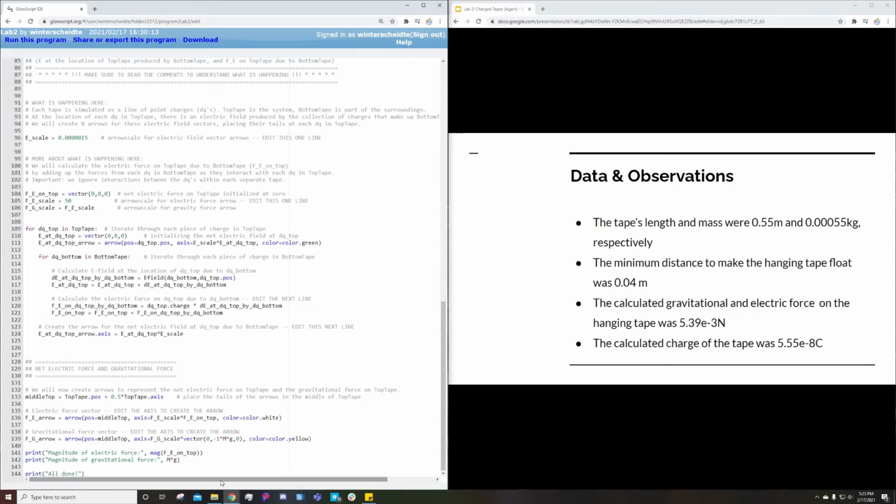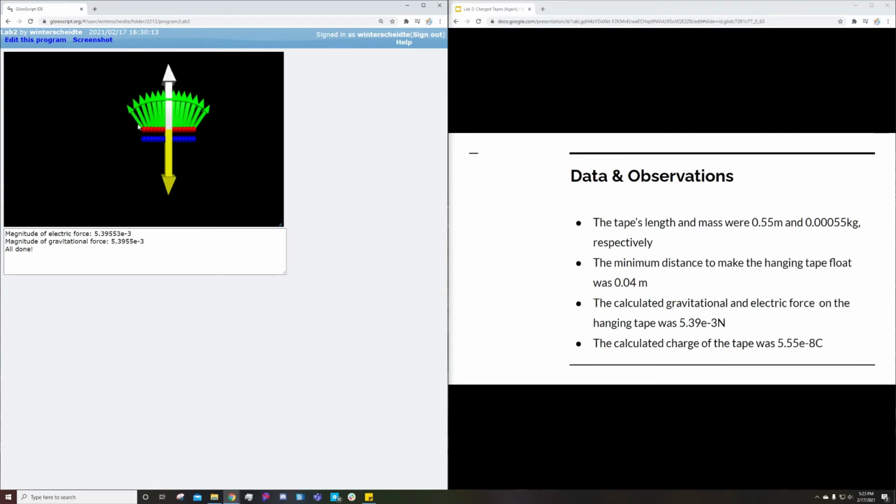And then down here we simply are creating the arrows for the electric force and the gravitational force. So when we run it, everything cancels out, and these two have the same magnitudes. Therefore, the top tape would be floating motionless.